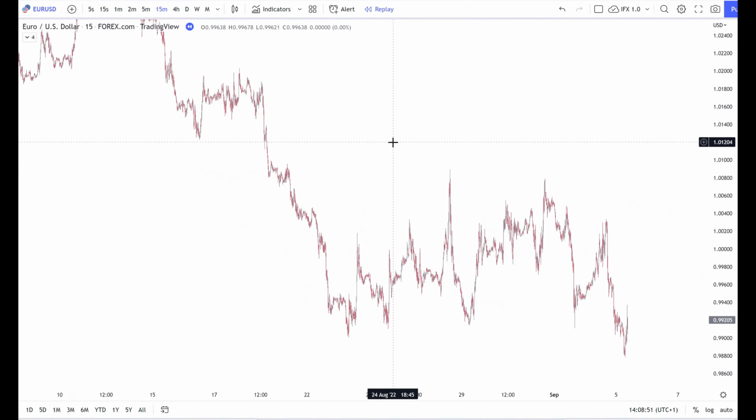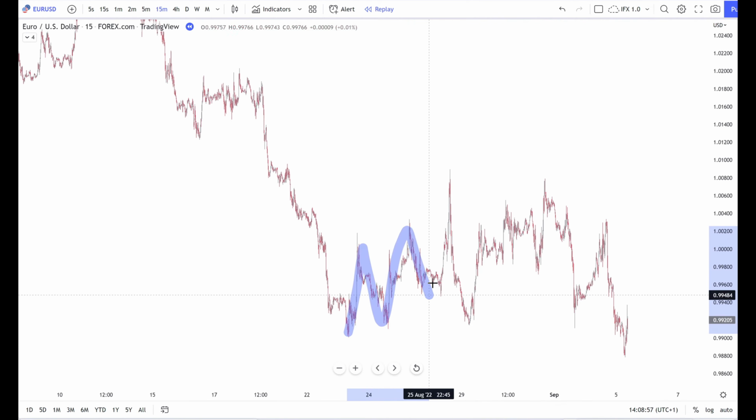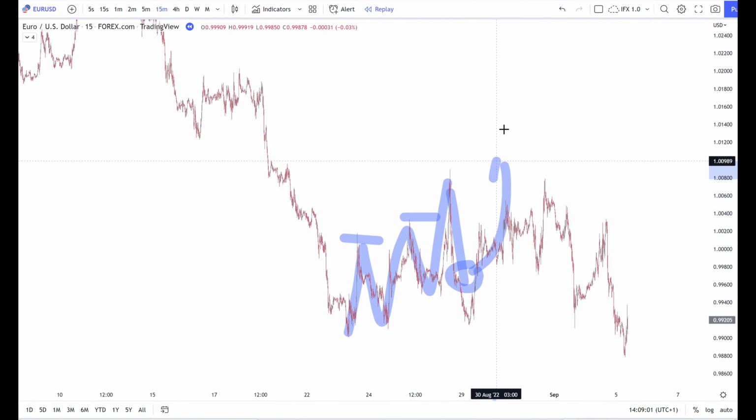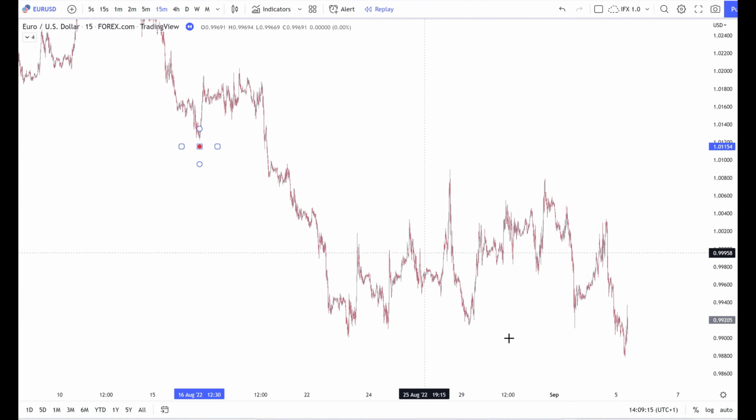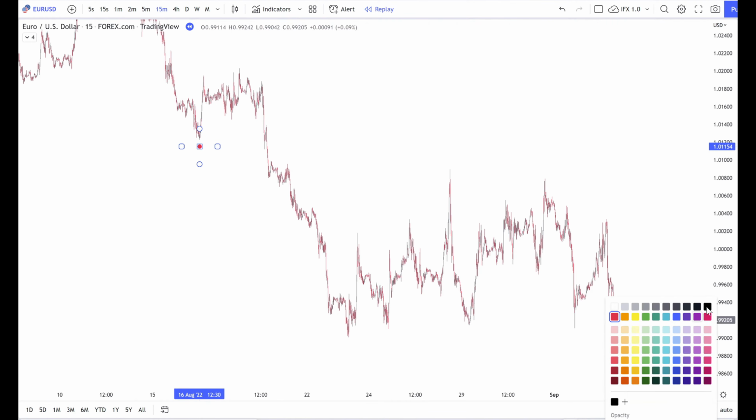Just zooming out on M15, when people see impulsive moves to the upside like this, breaking structure, they'll be expecting higher prices. And this is where a lot of people can get caught out. It's very important to identify the differences between your swing structure and your internal structure. So the first thing that we need to do is identify your swing.